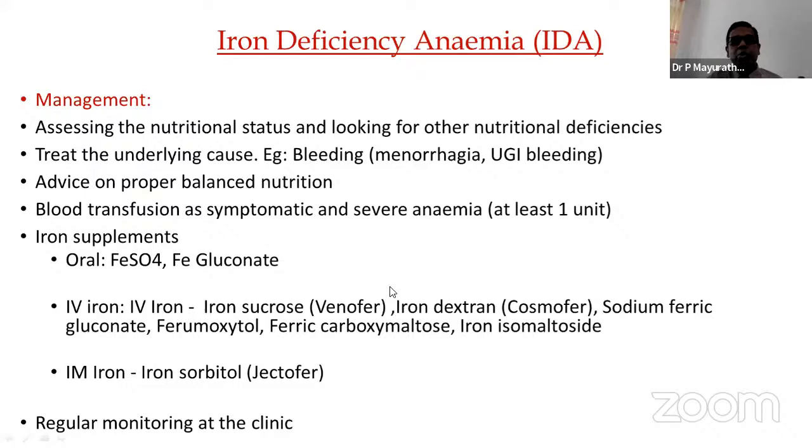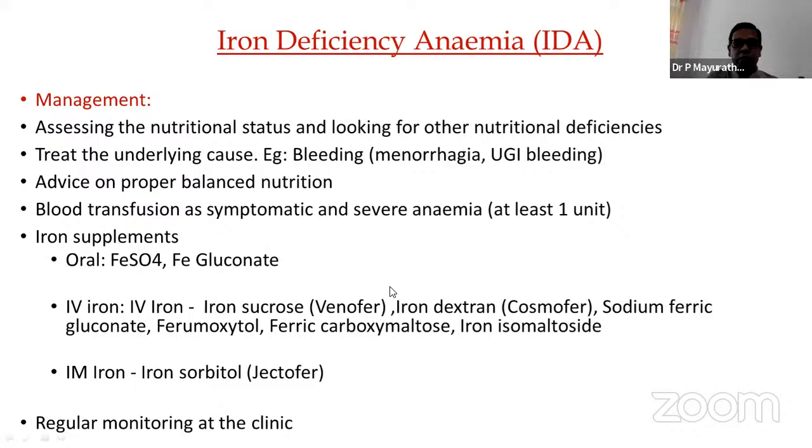Okay, and also we have to advise about the proper diet with iron as well as the other components. So better to advise about the balanced diet. So in this patient, the patient is symptomatic as well as the anemia is below 7. So we say below 7 is severe anemia, 7 to 10 is moderate anemia, and more than 10 is mild anemia. So this patient has severe and symptomatic anemia.